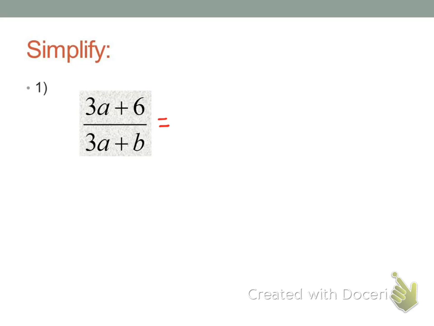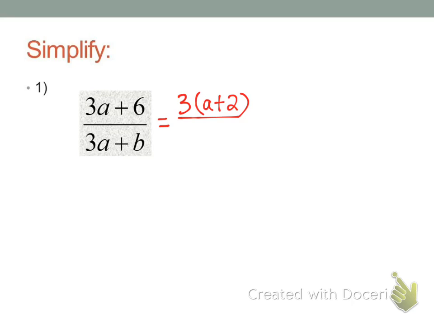A 3. Both the 3a and the 6 could get divided by a 3. When we factor out a GCF, it goes out in front of parentheses. What's left to go inside the parentheses? A plus 2. In my denominator, do I have any common factors? No. Is there any way I could factor this denominator? No. So it's going to stay the same.